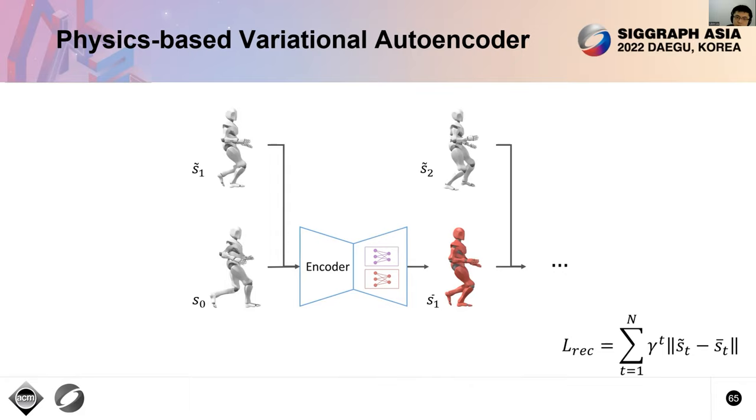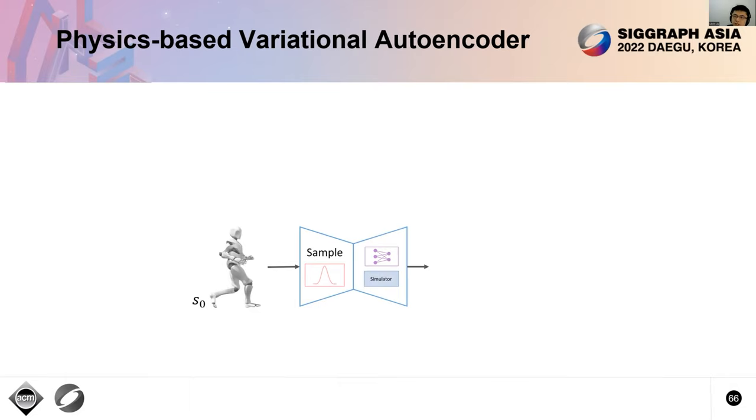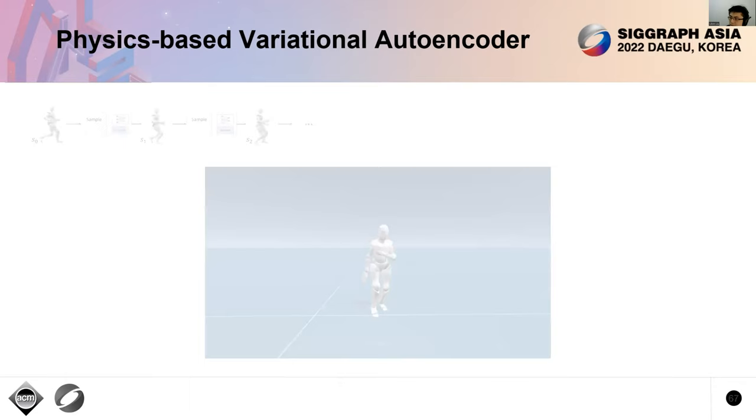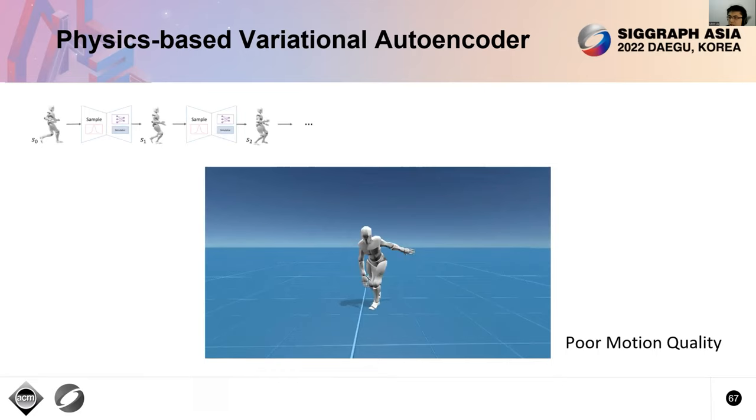And after training, the control policy already has a motion embedding, and then we can sample from that embedding space, use the controller to convert the sample into a control signal, and then use a real simulator to drive the simulation. Here are some results where we randomly sample from that embedding space and convert them to a number of motions. But here we can see the motion quality is not very good.